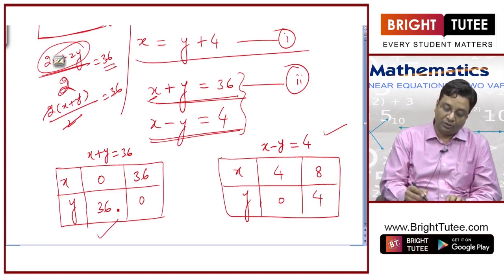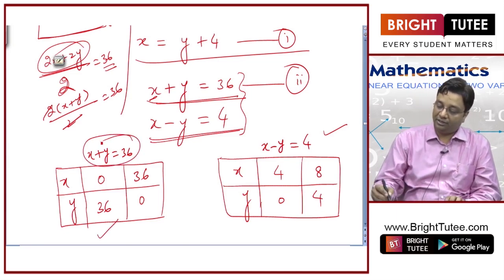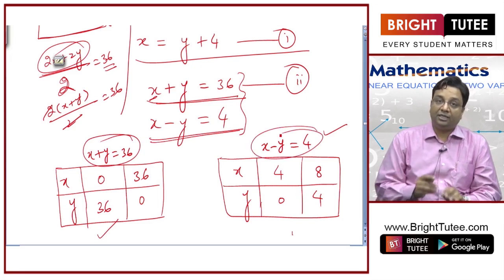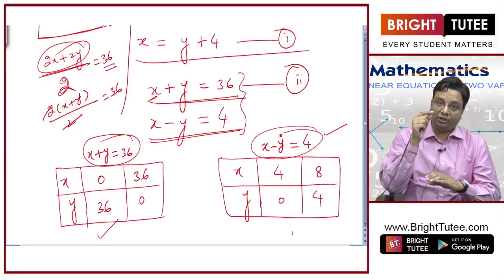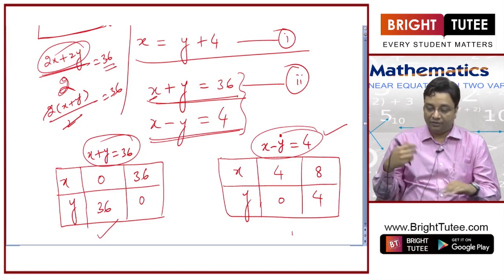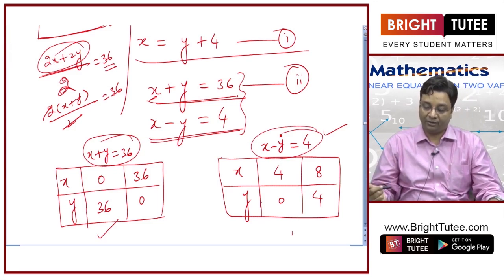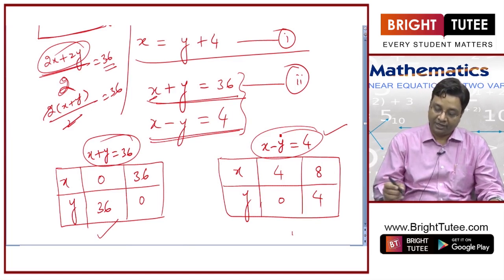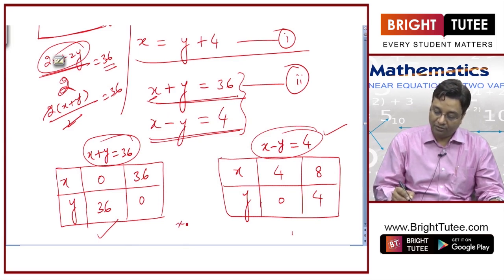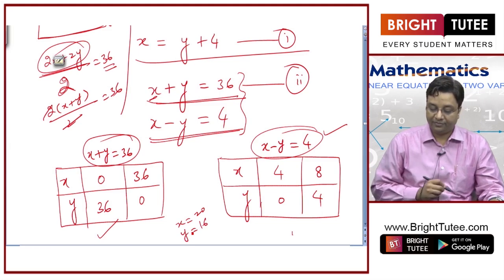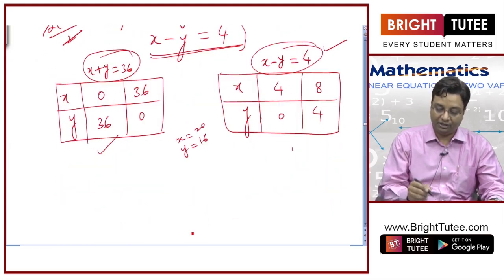So I have given you 2 points for this equation and 2 points for this equation. You make these graphs and see that the common point, or the point of intersection of these two lines, will give you the solution. I can tell you the solution: x will be equal to 20 and y will be equal to 16. You can verify it from these equations also.